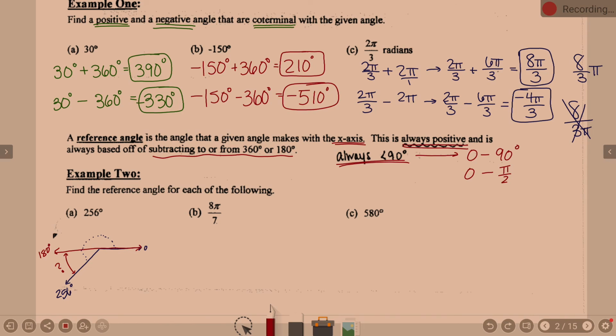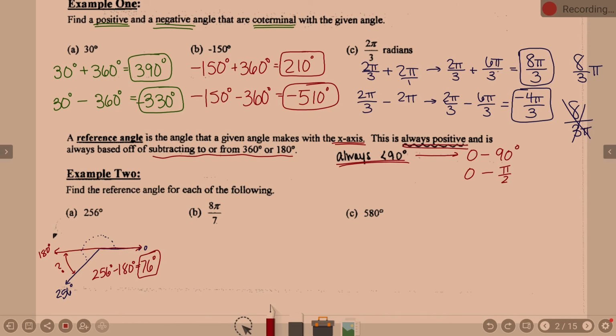Should be 76. Logical math says in order to find the distance from the 256 to the 180, we're going to subtract them. And 256 minus 180 degrees is 76 degrees? Yep. Okay. Does that make sense?